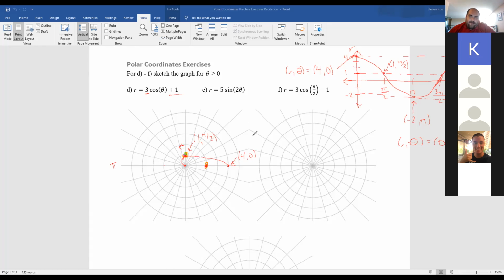Are we okay with that? But what about -2 pi? We haven't connected that dot yet. -2 pi? Oh, right, I got you. So that's another good question, and that's where we need to talk about next, because we haven't connected the dot yet from 4, 0 to -2 pi.